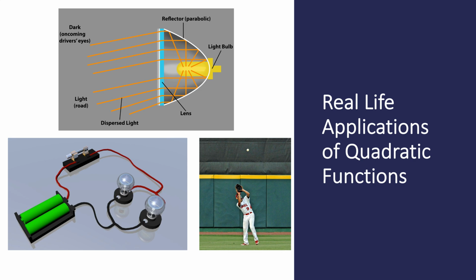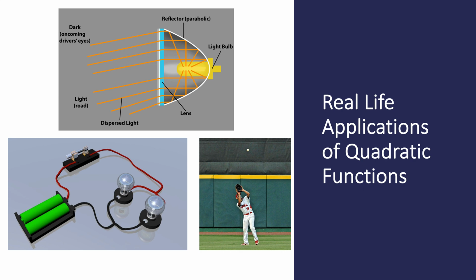And you also see it on the sidelines during football games when they have what they call parabolic mics sitting there to pick up the sound of the quarterback going, 10-21, 10-21, blue, blue, that kind of thing. Electrical circuits. Quadratics are used a lot in electrical circuits and resistances in them.